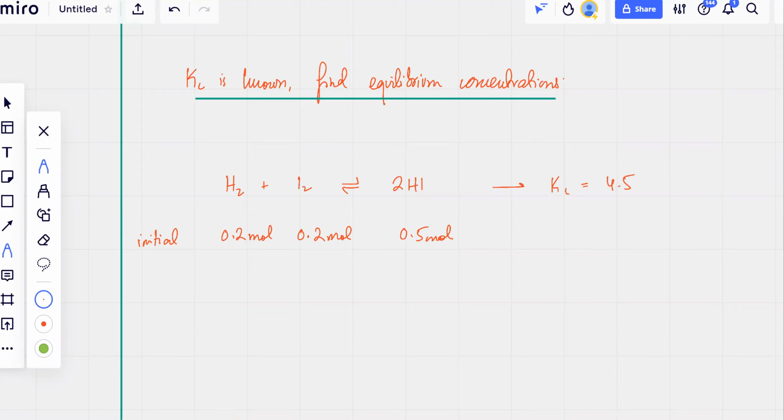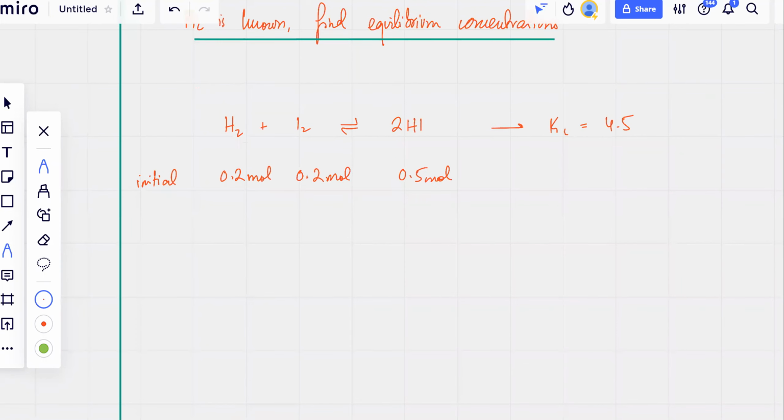So how would you solve this question? How would you find the equilibrium moles? That is, how many moles are present at equilibrium? Now you have no idea how many moles are going to be present at equilibrium. The only thing that you can do now is that you can assume that X moles are gone.